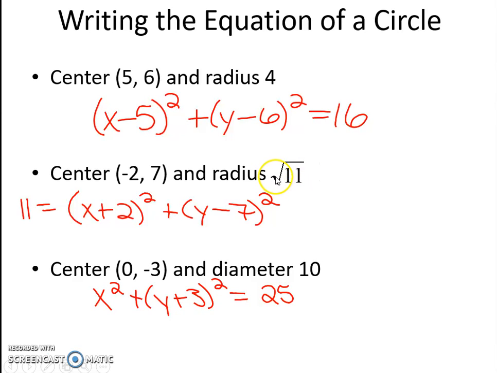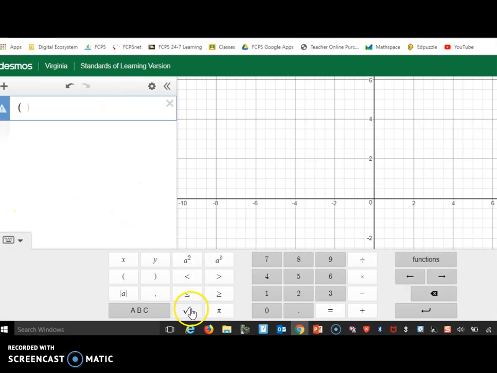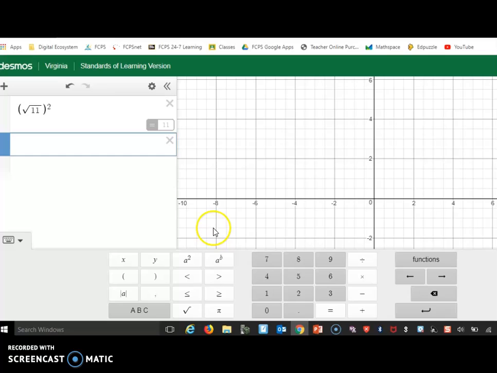So if you do square root of 11 times square root of 11, that's 11. You can actually do that on the calculator. If you put square root of 11 squared on the calculator, you get 11. Look, if I use Desmos, if I do square root of 11 and square this part, I get 11. You can actually put that on the calculator.